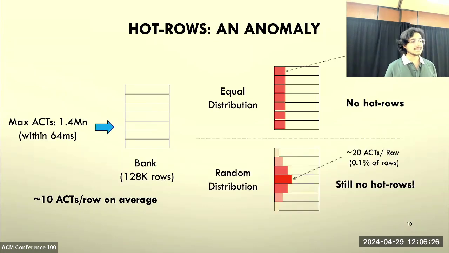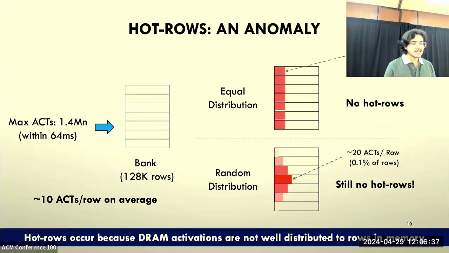And even if the activation pattern is random, only a handful of rows will see 20 or more activations, far away from the threshold of 128. So clearly, thousands of hot rows shouldn't really exist. And clearly, the activation pattern is neither random nor equal. So why is this the case?